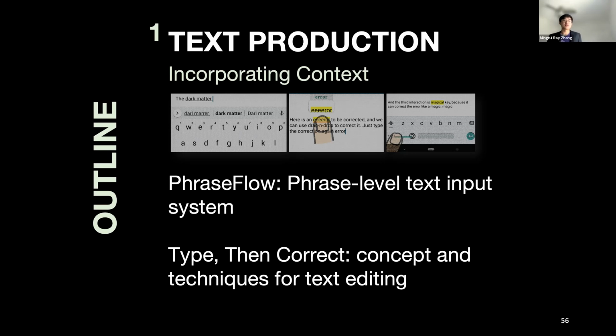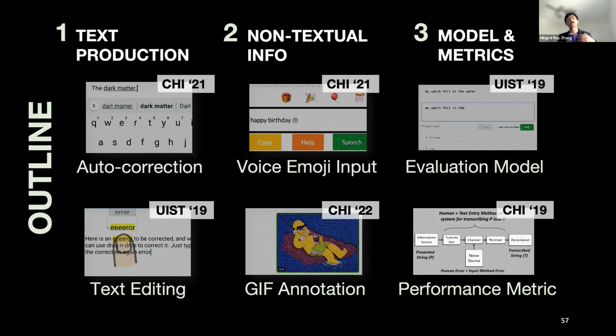Okay, so far I've introduced phrase flow, a phrase level text input system, and typed and correct, a novel correction concept. And I hope by now I've successfully demonstrated how we can design human-like communication for text entry to make the device understand our intentions and what we are typing using the power of machine learning. And next, I will talk about communicating with non-textual information, graphics, such as emojis, stickers, and animations, as they play a big part in the online conversation.